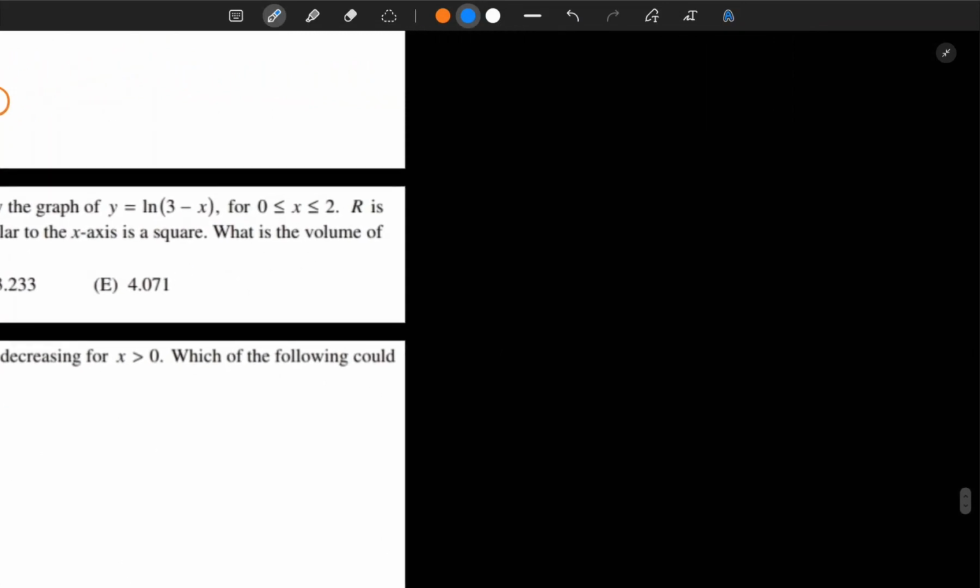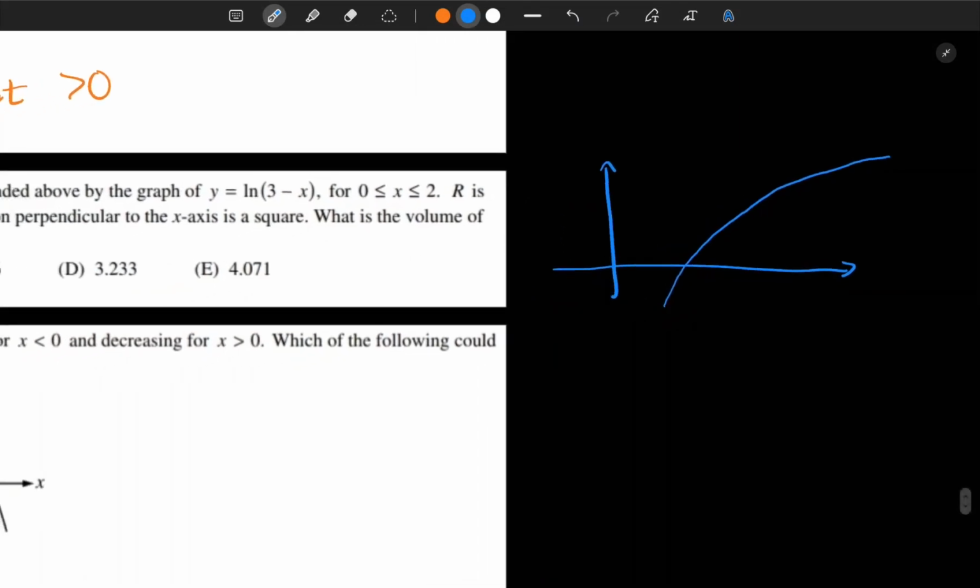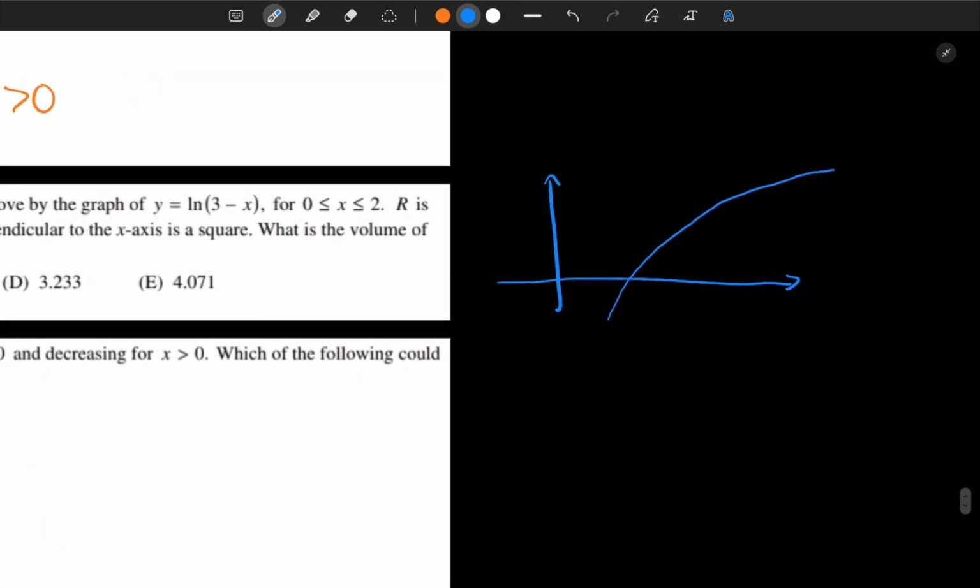Well, consider this. We know that the plot of this function looks something like this, right? Maybe it's flipped along the x-axis, actually. But either way, what we want to do is find, the plot actually here looks something like this, right? Yeah, it looks something like this.